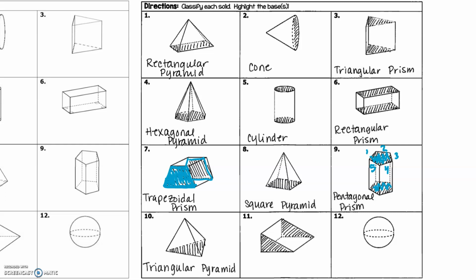Number 11, so notice that the shape of the base is not on the bottom. They are triangular, and they are parallel to each other. So this is going to be a triangular prism. And number 12, if you notice, it looks like our mascot, the Globey. It's a sphere.